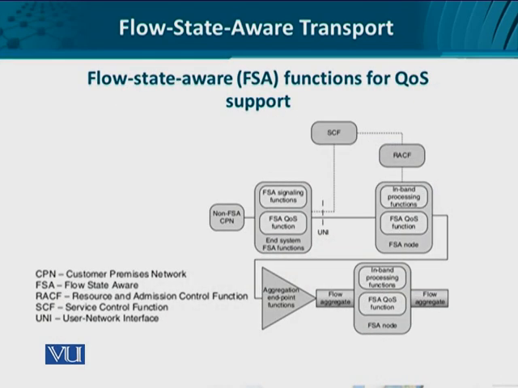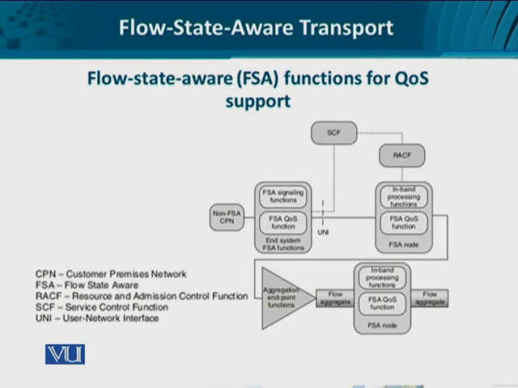Let's look at, in a very basic and broad sense, the functions for QoS support which are provided by the network. Starting from the customer premises, the customer premises may or may not have a QoS-aware flow state-based provisioning mechanism. So we see that we have a non-flow state-aware customer premises network, which in turn is connected to the end system flow state-aware functionality. This can be an application which can be installed on the customer premises network. It could be a middleware either hosted on the customer premises or on the network side.